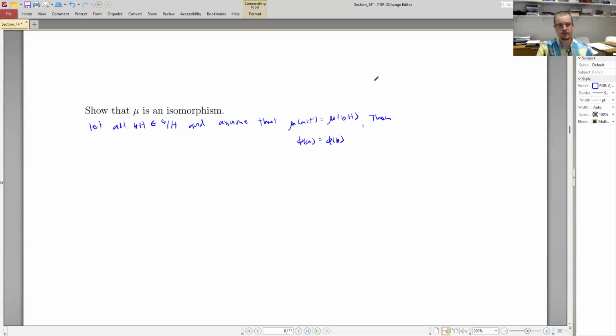But again, that equivalence relation of how we find our cosets, or how we can represent our cosets, implies that B belongs to AH, and therefore BH is equal to AH. Thus, mu is one-to-one. Excellent. So we have one-to-one. We have injective.